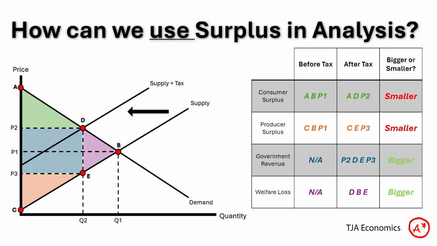The government revenue box, though, that's obviously bigger. It goes from nothing to that blue box. That means government revenue has grown, but there's also welfare loss that has grown. That purple triangle represents consumer and producer surplus that has been lost.